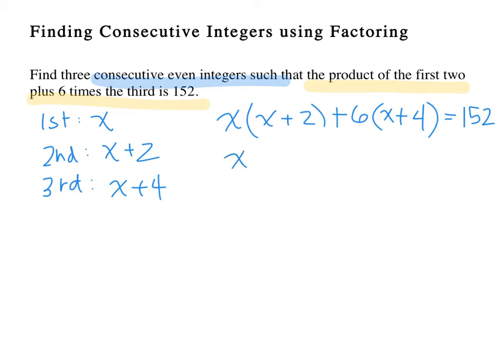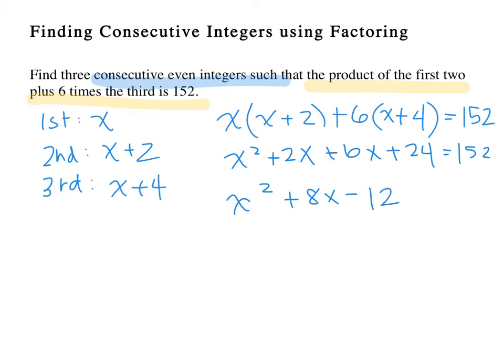Distributing x, we have x squared plus 2x, distributing 6, plus 6x plus 24 is equal to 152. Combining like terms, I'm left with x squared plus 8x plus 30. I'm going to have to subtract 152 to move to the left side. That's going to be 30 minus 152, which is negative 122... sorry, 24 plus 6 is 30, and 30 minus 152 would be negative 128, equal to 0. Then I'll factor: I need factors of 128 that give me a difference of 8.